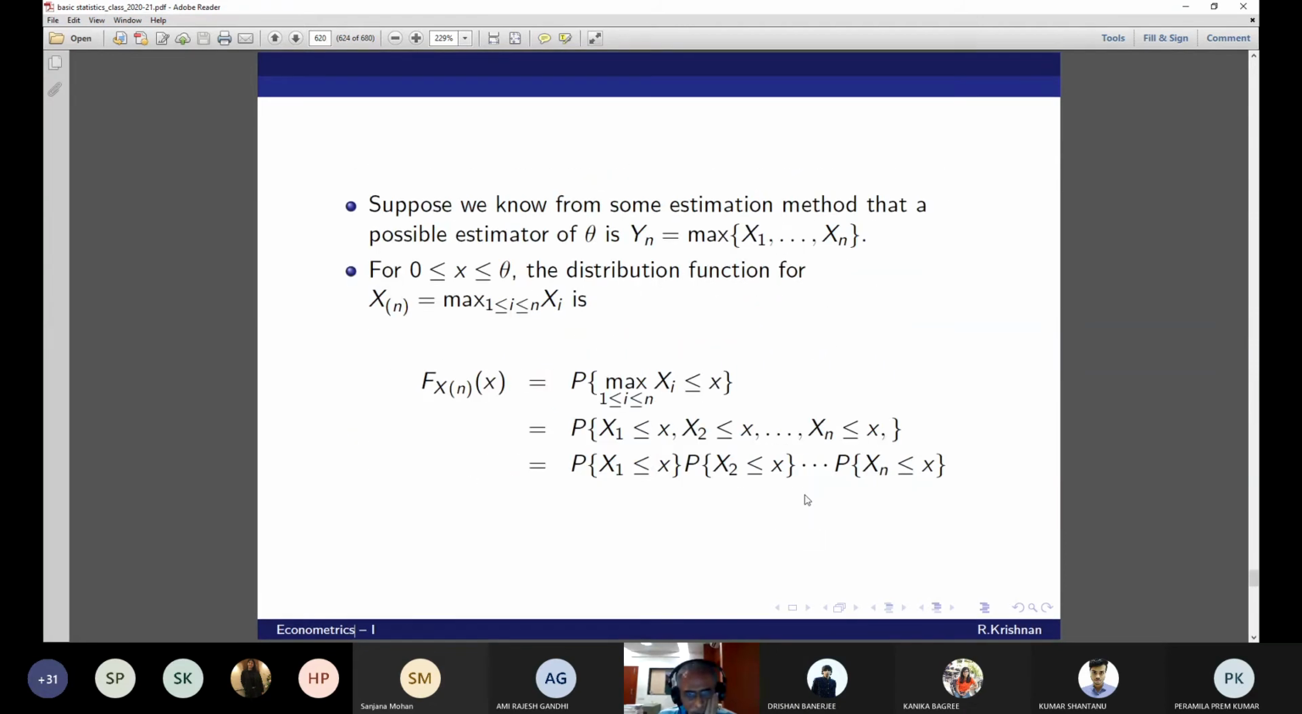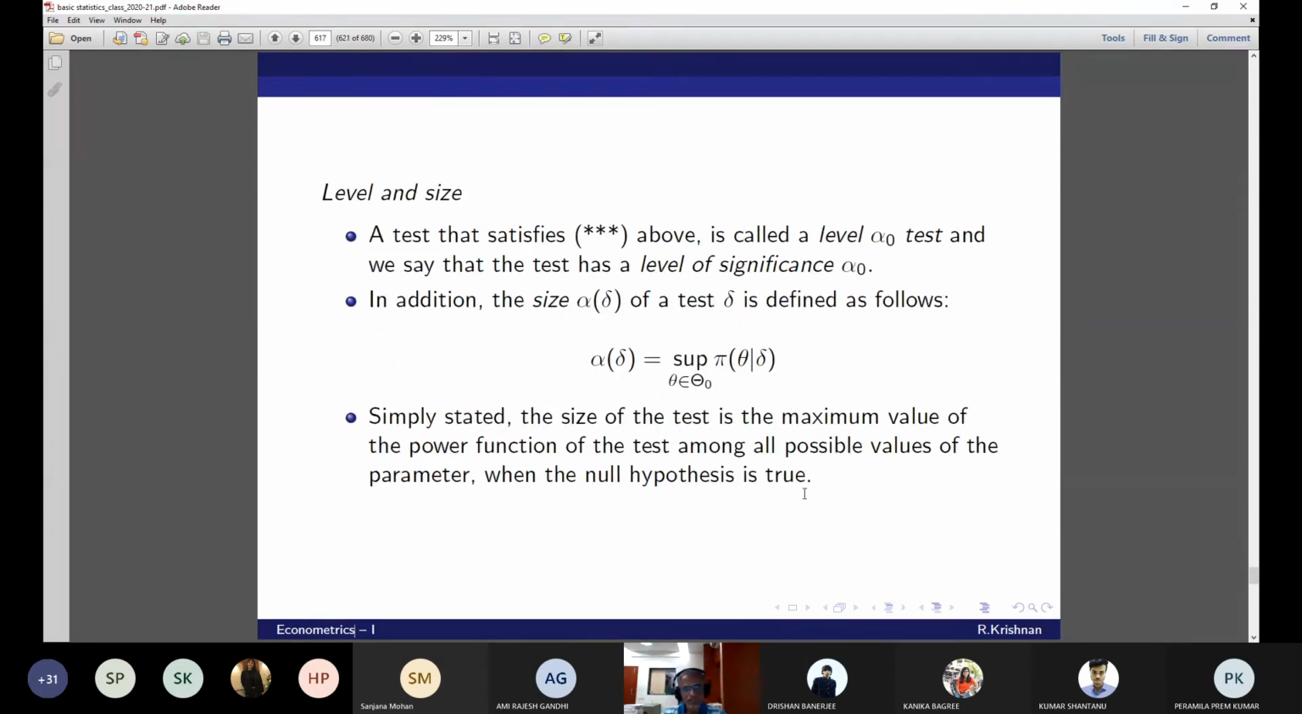What would be the supremum also we have taken, no? This you have taken, level and size? Sir, can you go back to the last slide you were showing? Have you seen this? Level and size. In addition, the size alpha delta of a test is defined as follows: the supremum over theta in the acceptance region of the probability of rejection for the test procedure. Supremum is nothing but the least upper bound, right?